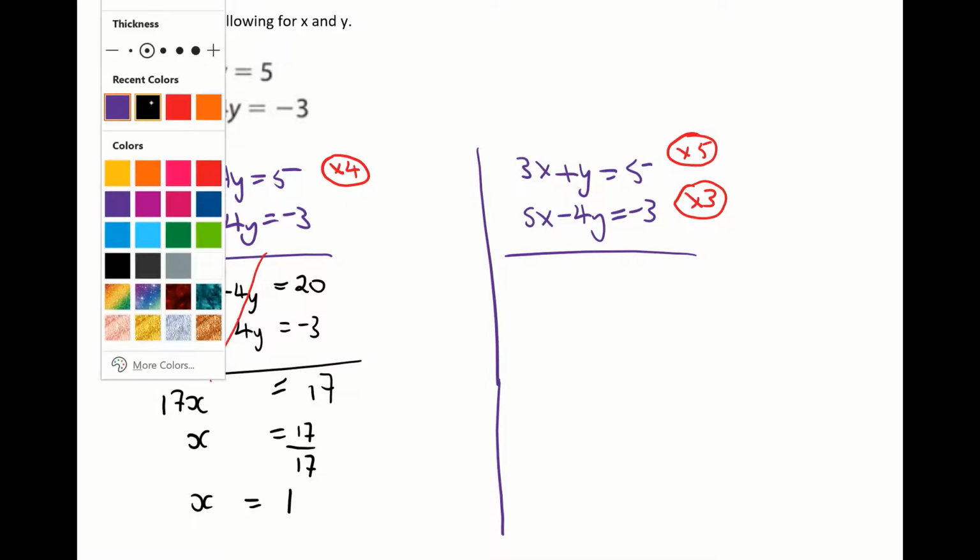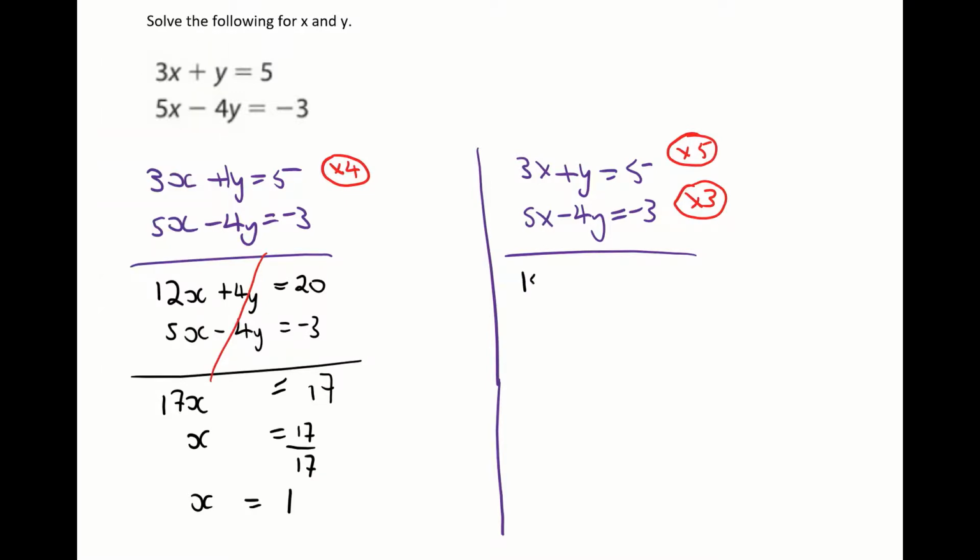When I multiply the top line now by 5, 3 by 5 is 15. 1y by 5 is 5y, and 5 5s are 25. Multiply the bottom line by 3. 3 5s are 15. 3 4s are 12. 3 3s are 9. Now you can see that the numbers in front of the x's are the same.